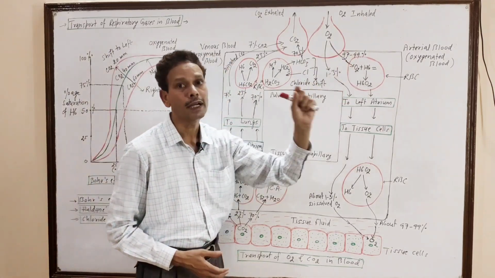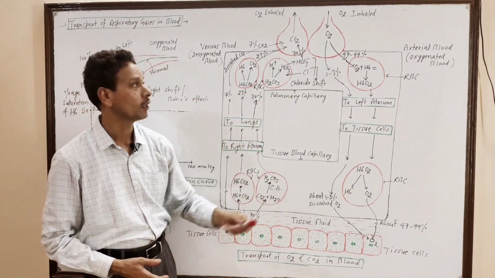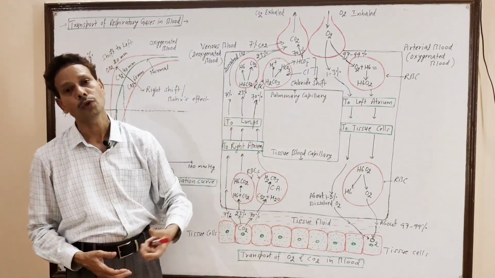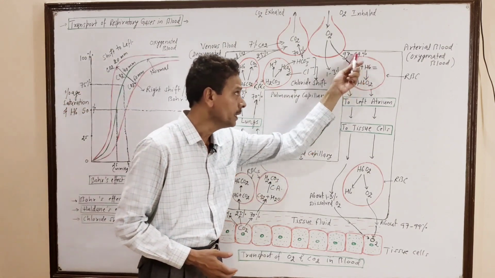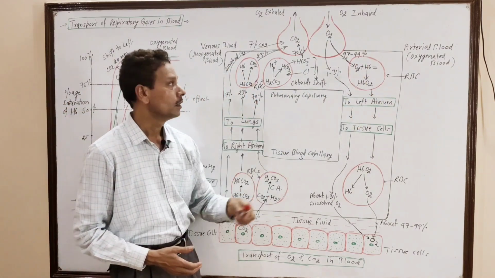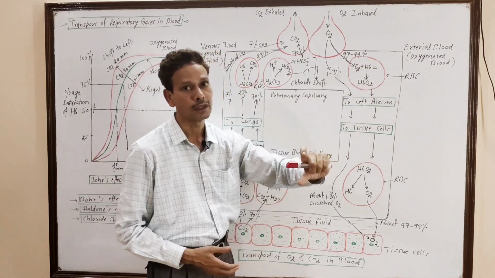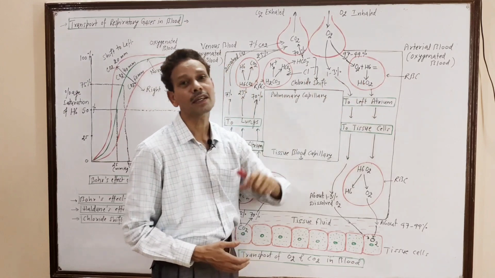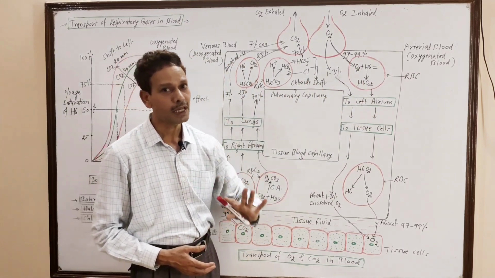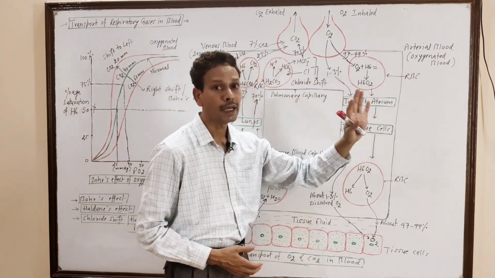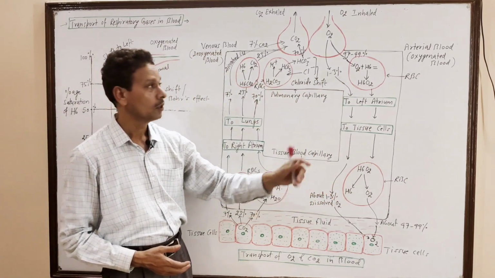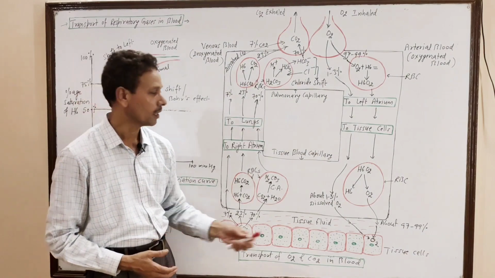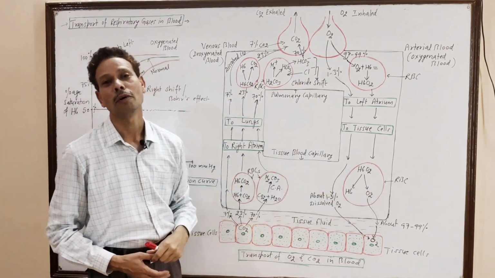Maximum, about 97 to 99% of oxygen enters the RBCs, erythrocytes. Here in RBCs, the oxygen interacts with the hemoglobin molecule and produces oxyhemoglobin. It means about 97% of oxygen is transported in the form of oxyhemoglobin.